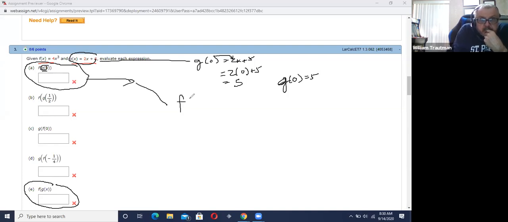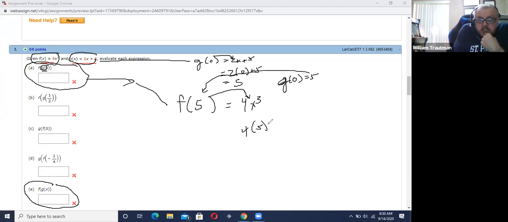The f is on the outside, and the g of 0 changes to 5. Now we just need to know what f of 5 equals. Here's the function f, 4x^3, and we're plugging 5 into it. 4 times 5 to the third, 5 to the third is 125. 4 times 125 is 500. And there's our answer.